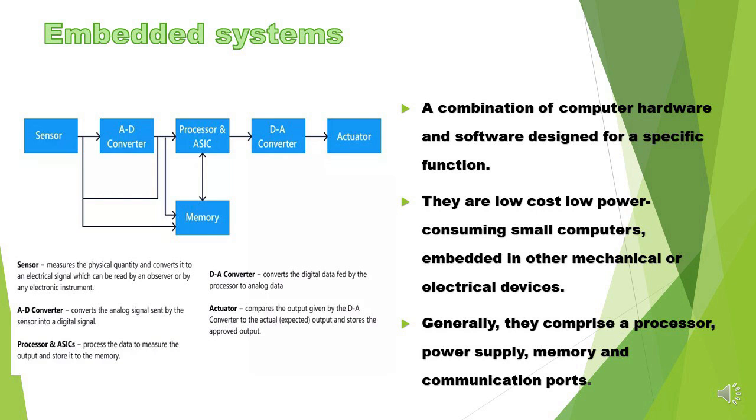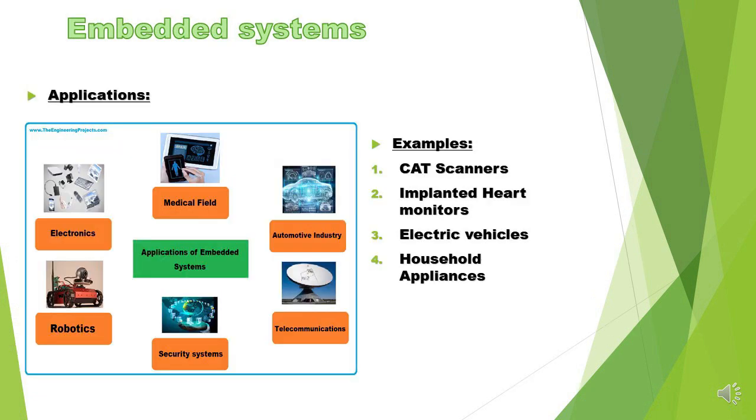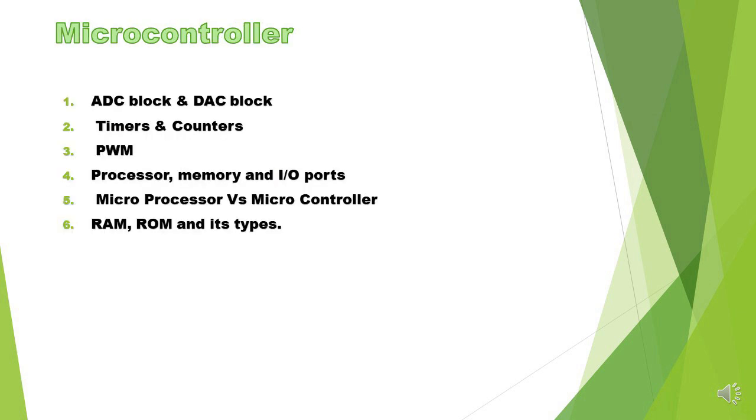And last, the actuator compares the output given by the digital to analog converter to the actual or expected output and stores the approved output. And in this slide, we can see where we use embedded systems. Embedded systems apply to the medical field, electronics, robotics, security systems, telecommunication, the automobile industry and so on. Then we learn about the components of an embedded system.